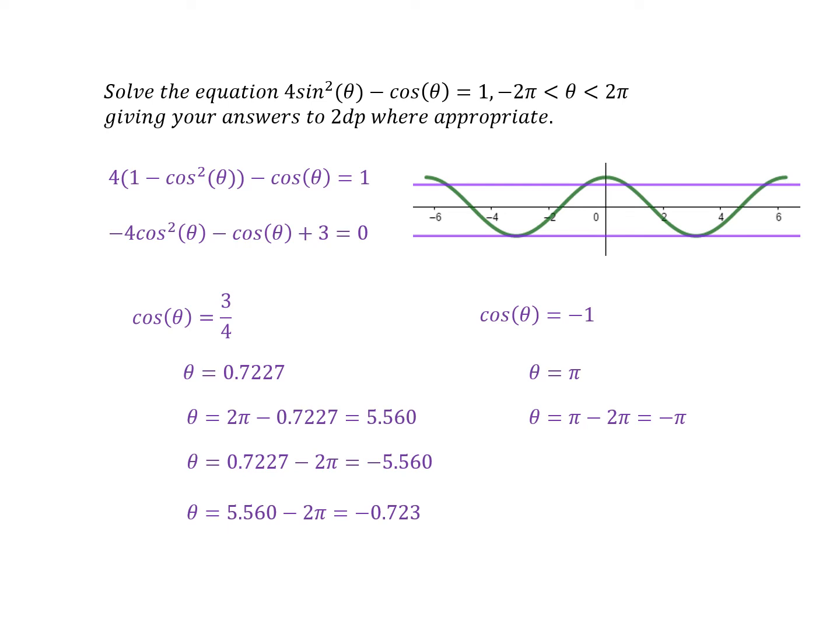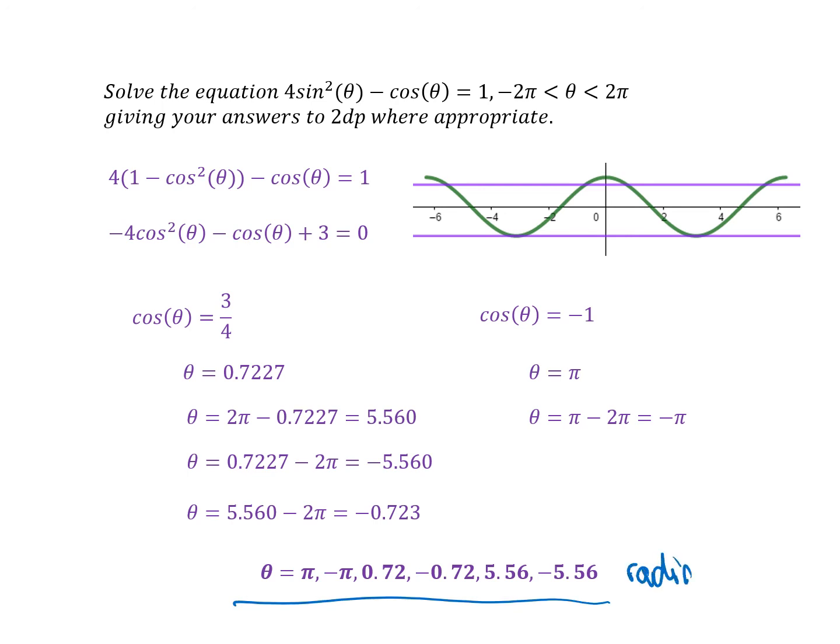So summarizing all of that, here are the 6 answers all together, with all of the answers in radians to 2 decimal places where appropriate. In these 2 cases, it wasn't appropriate to express the answers in decimal. So they're all in radians, and the last 4 are to 2 decimal places. Okay.